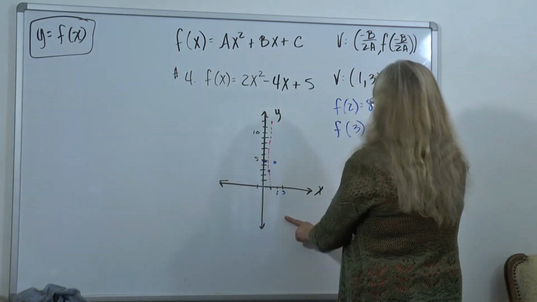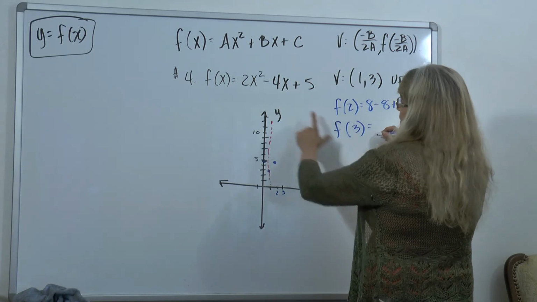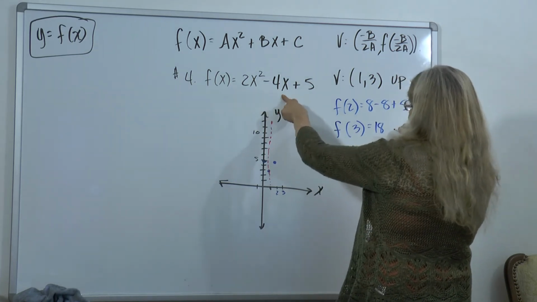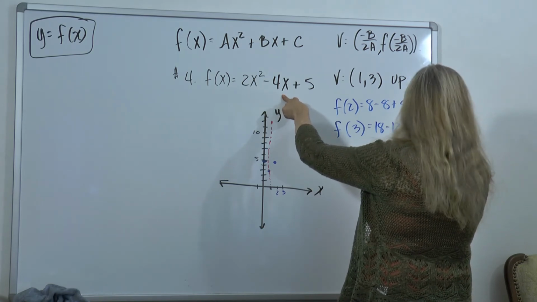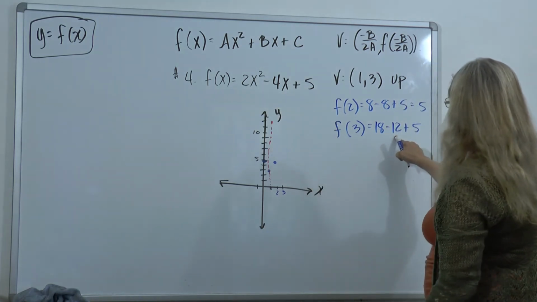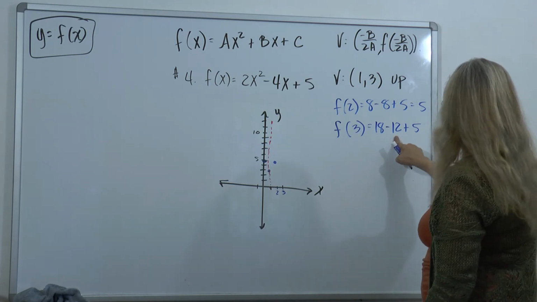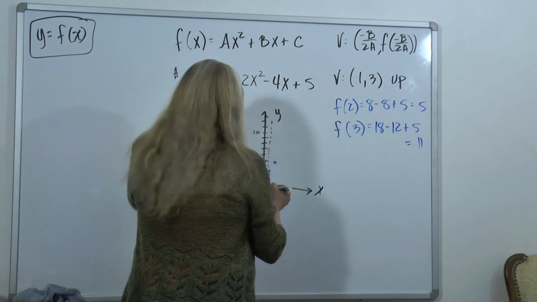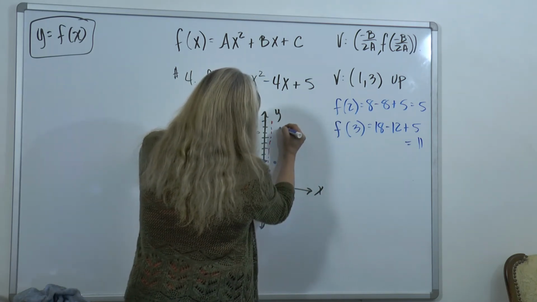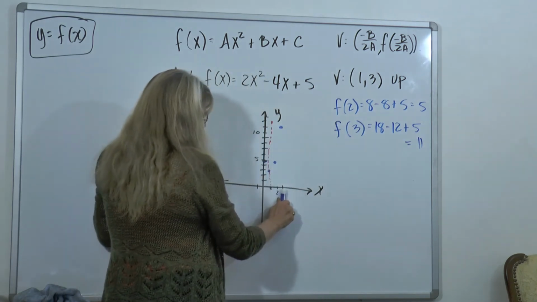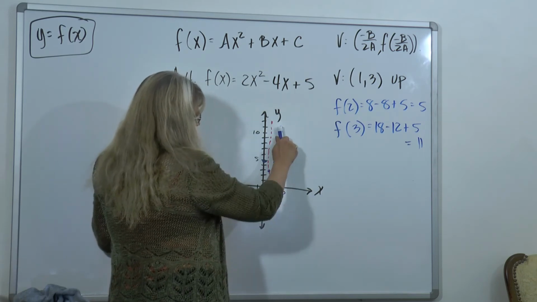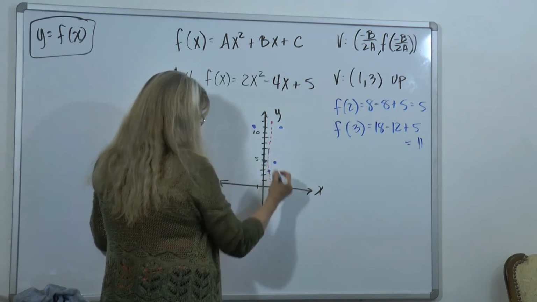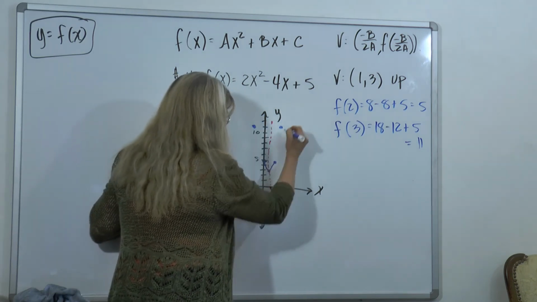Let's have to get another point because that doesn't give me enough information. Okay, so 3 squared is 9 times 2 is 18. And 4 times 3, that's going to be minus 12 plus 5. So 18 minus 12 is negative 6 plus 5 equals 11. So 3, 11. So 2 spaces to the right from my axis of symmetry goes to 11. 2 spaces to the left is also going to go to 11. Hence the symmetry.